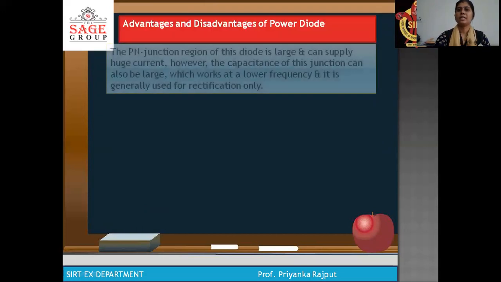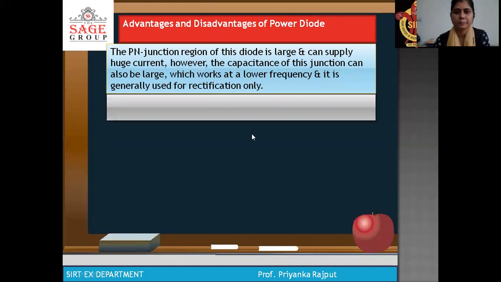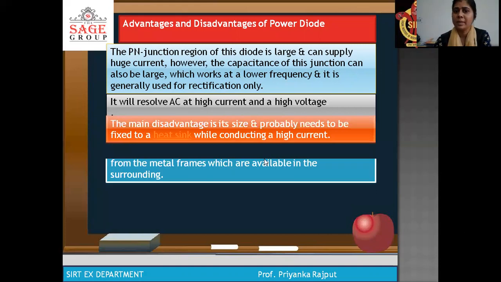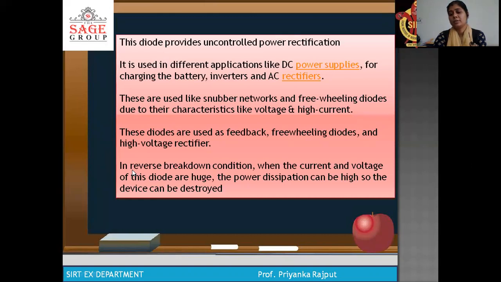Now, next, the advantages and disadvantages of power diodes. The PN junction region of this diode is large and can supply high current. However, the capacitance of this junction can also be large, so it works at lower frequency and is generally used for rectification only. It will rectify AC at high current and high voltage.